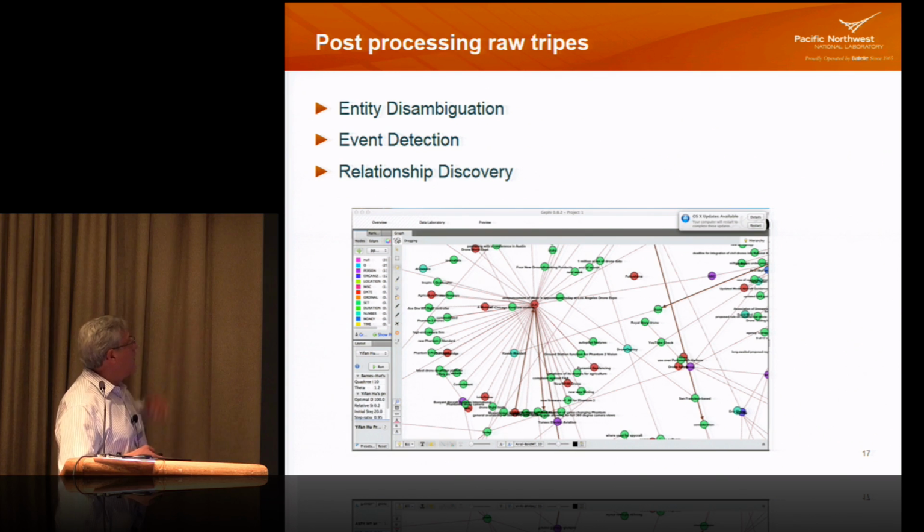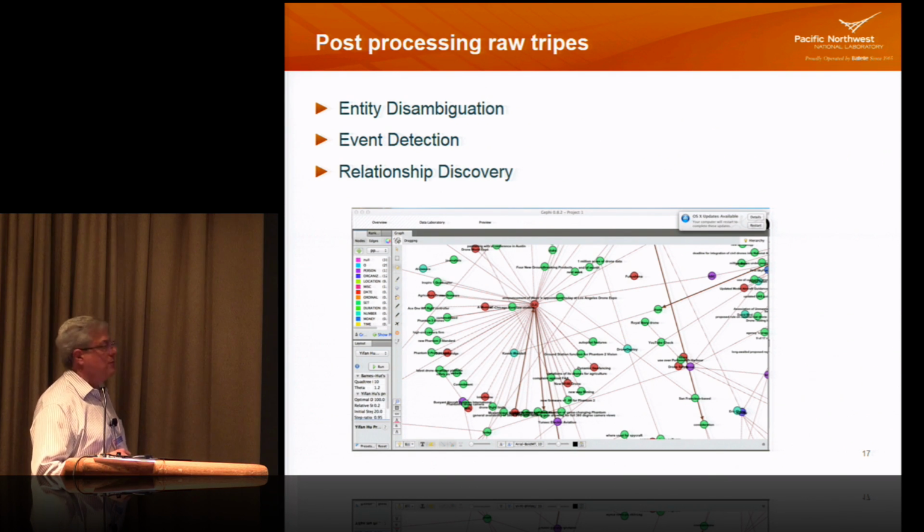Then, as I said, it goes through a number of intermediate steps to process the raw triples: entity disambiguation, event detection, and relationship discovery. Out of that it builds a large graph, as well as saves the dense data for those things in tables, so that we can use our hybrid data model to build out the graph data structures and represent the data internally.